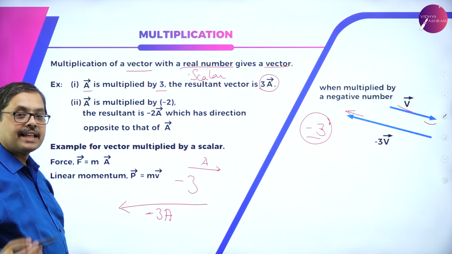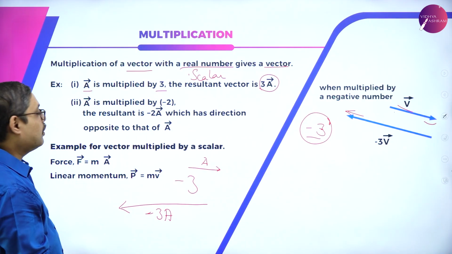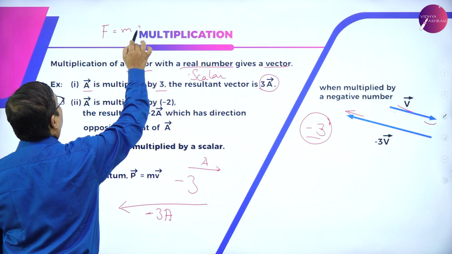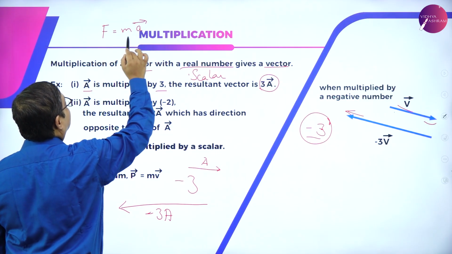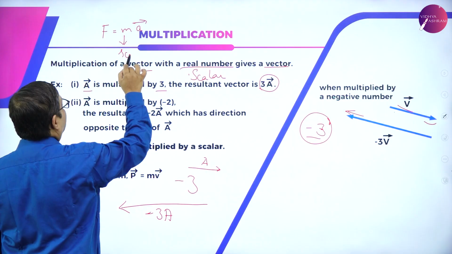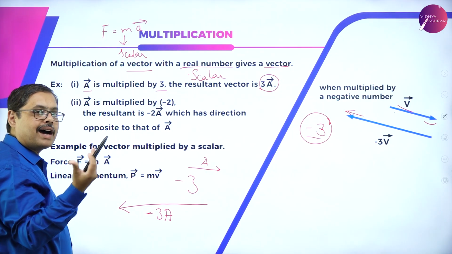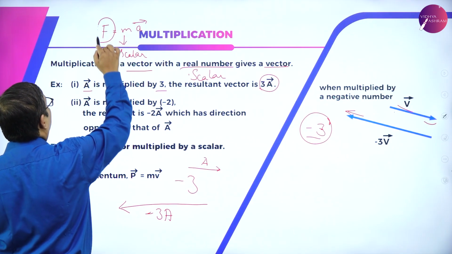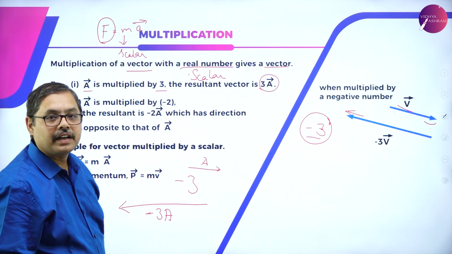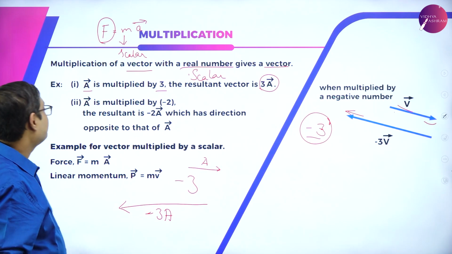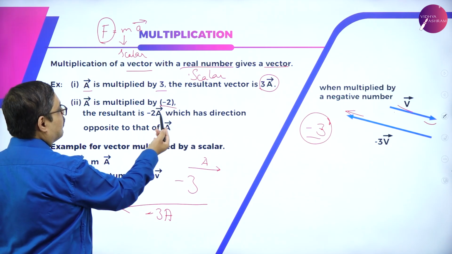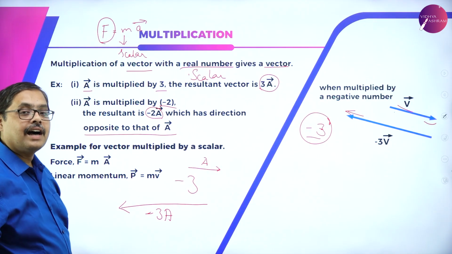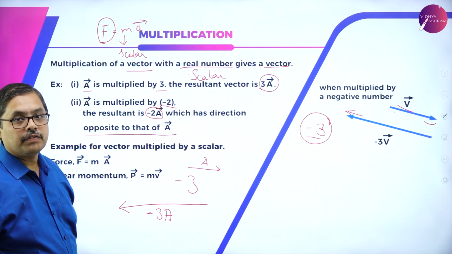What is a typical example of scalar multiplication of a vector? See, we know that force equals mass into acceleration. Acceleration is a vector, mass is a scalar. So once you multiply the mass of the object with the acceleration, you get a vector multiplied with a scalar quantity. If A is multiplied with a negative number, then the direction will be opposite to that of A. This is how we do multiplication of vectors.